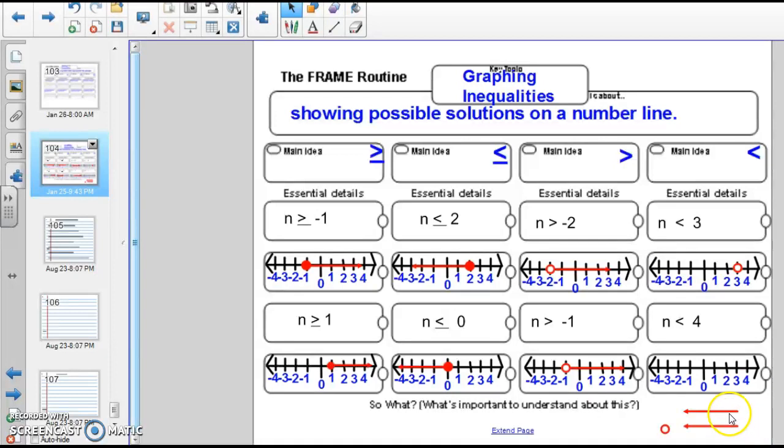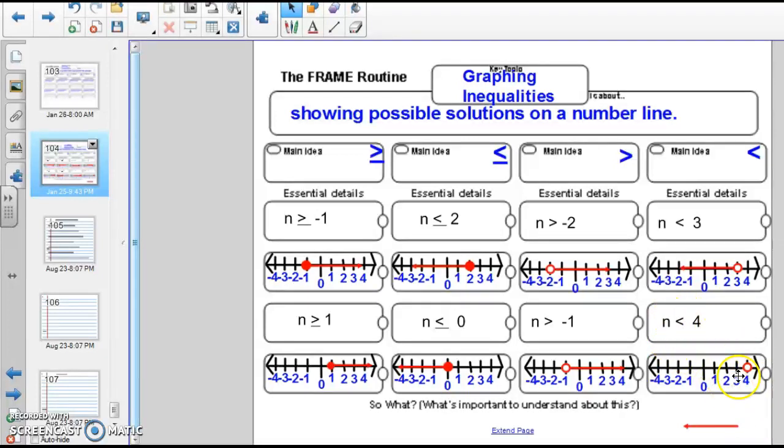Okay, now the only other part that we need to do is draw our arrow, and we're going to draw an arrow to the left because we're showing numbers less than 3. Pause your video and draw your arrow. Okay, our last example says n is less than 4. So we're going to go to this number on the number line, which is +4, and we're going to draw a circle. Leave your circle open. Do not close it in because 4 is not a solution of that inequality. Numbers less than 4 are solutions. So pause your video and draw your dot.